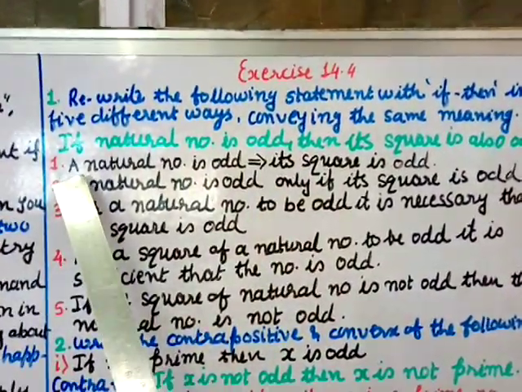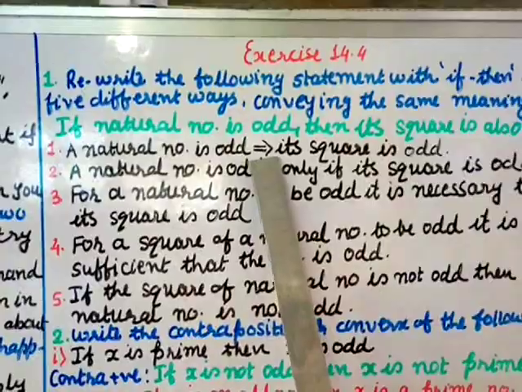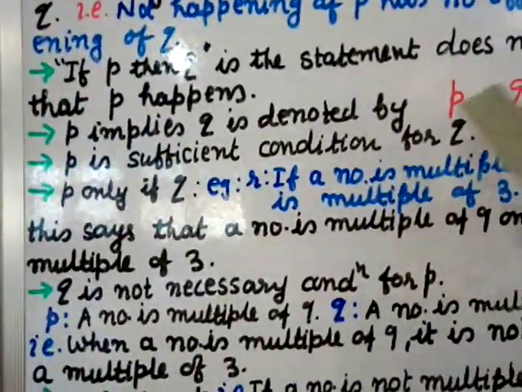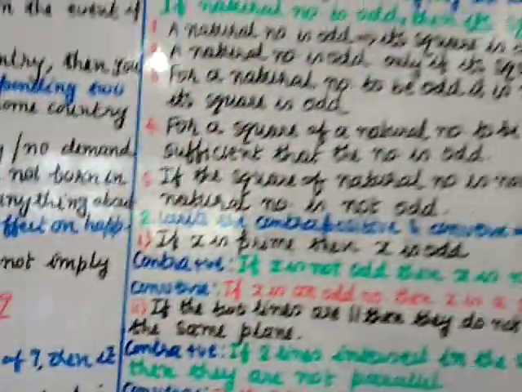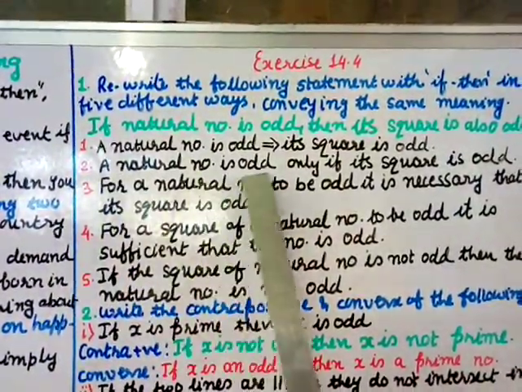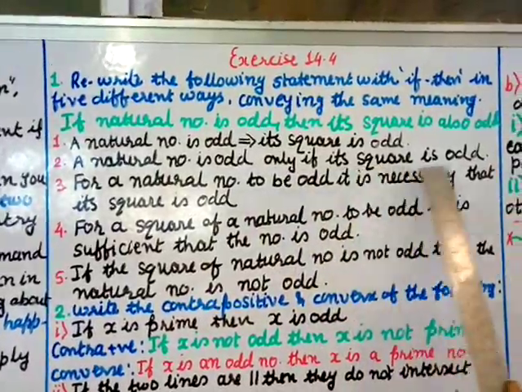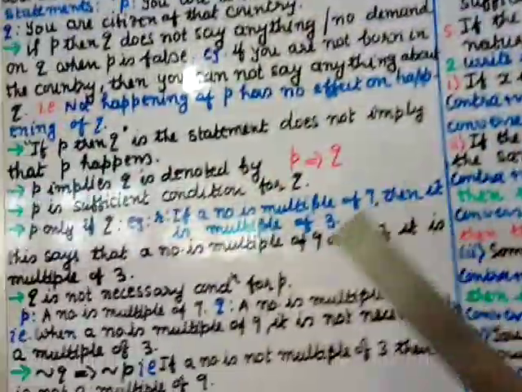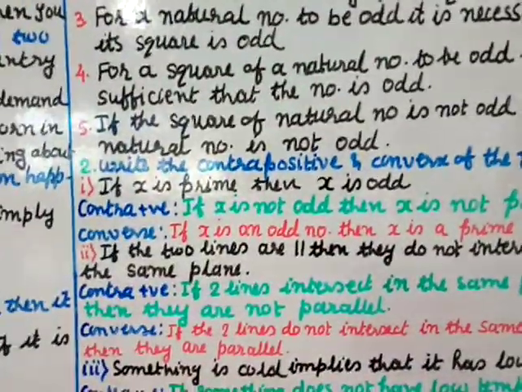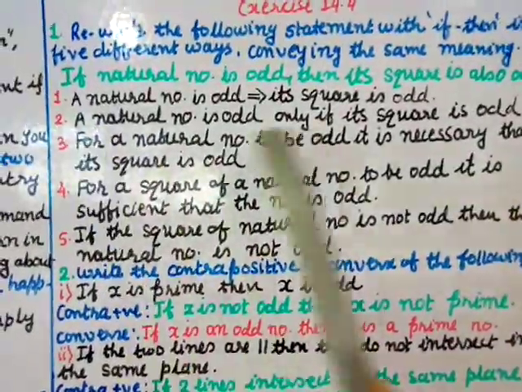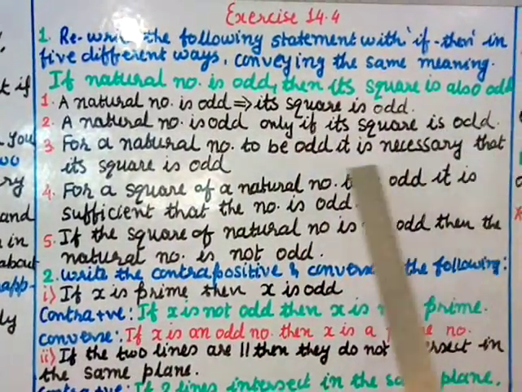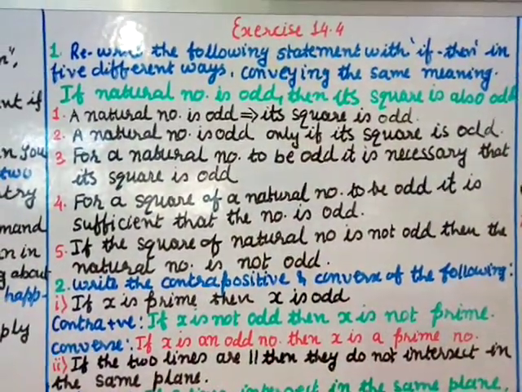So we can write here, a natural number is odd implies its square is odd. We already said that P implies Q also means if P then Q. Second way you can write as, a natural number is odd only if its square is odd. This also we have studied, that P only if Q also means if P then Q. So that's what I am using. A natural number is odd only if its square is odd. So only if I am using, right?